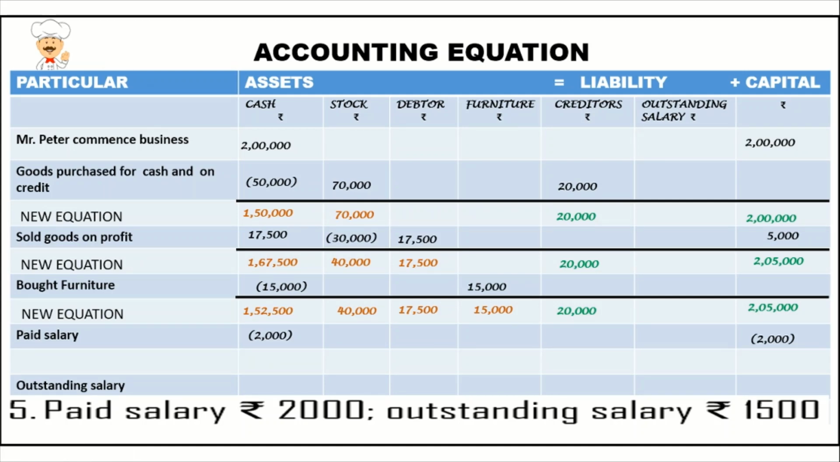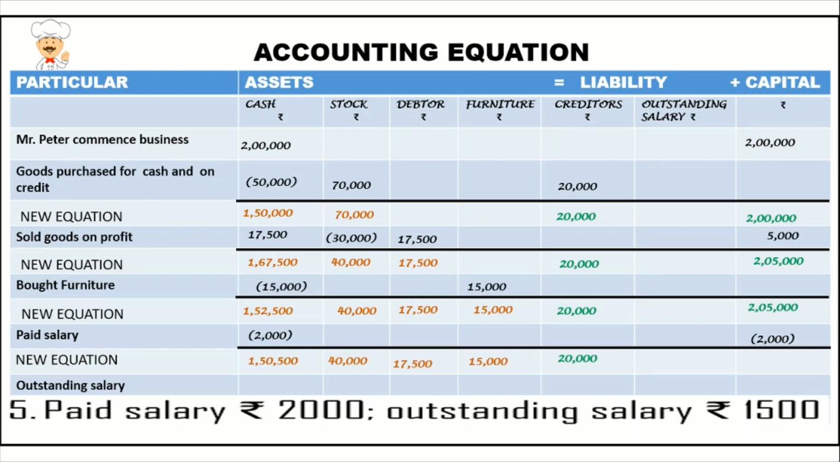Outstanding salary, of course, surely is an expense, so definitely it is going to be deducted from capital, but the cash is not going to be deducted now. So outstanding salary becomes a due amount, an obligation for the business, therefore it is another liability called the outstanding salary.